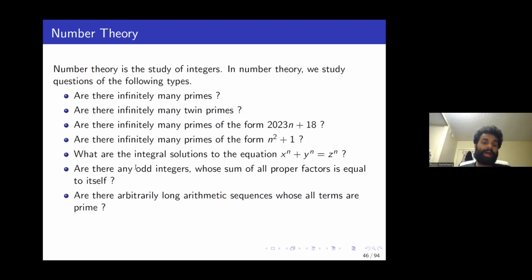And another question is, are there arbitrarily long arithmetic sequences whose terms are all prime? So for example, is there an arithmetic sequence, which means a sequence where every neighboring term has the same gap, right? What you call samantara shreni, right? So is there an arbitrarily long such sequence, say of length 1000, where each term is a prime number? The answer is yes, and the proof is very hard. This is proved by Ben Green and Terence Tao.